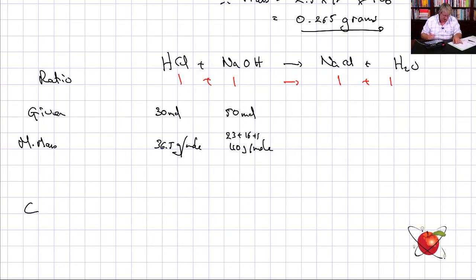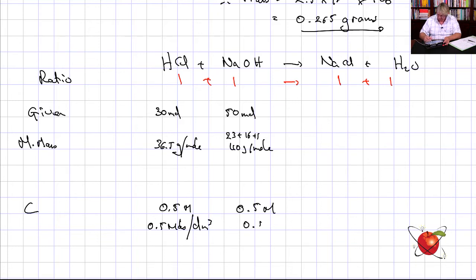Now what have we actually done? Last bit, we're given concentrations: 0.5 M and 0.5 M, which is 0.5 moles per cubic decimeter and 0.5 moles. I wrote it the two ways on purpose so that we can just see there's no difference between the two. Right, what are we going to do next?